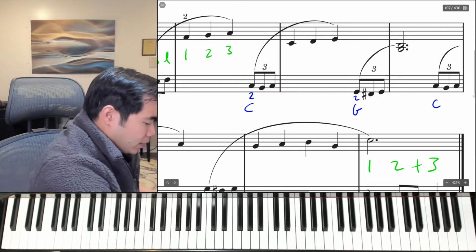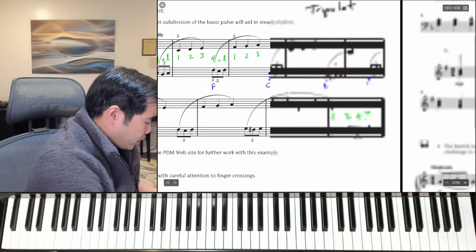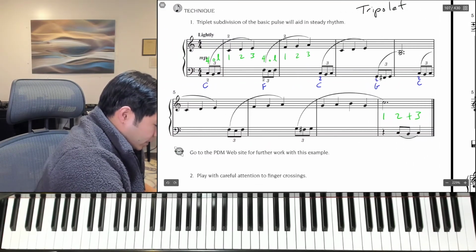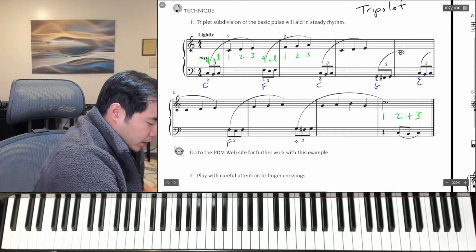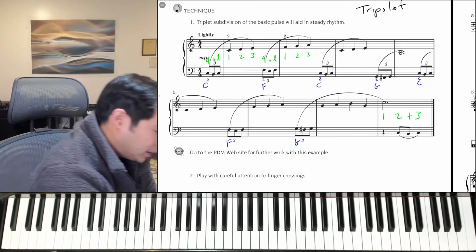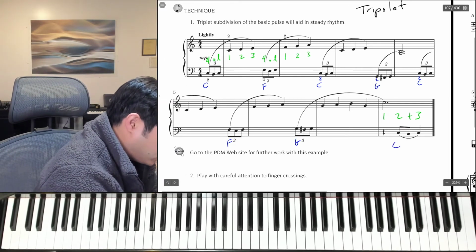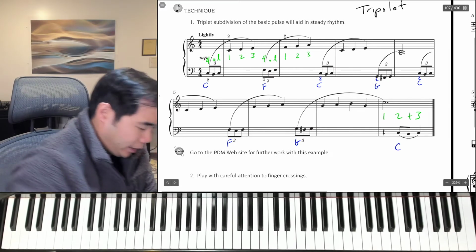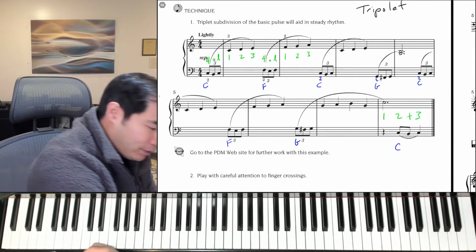Back to C, same thing. Back up to F, same pattern. And then up to G, same pattern. And then the ending goes back to the C, but this time they're not triplets, it's just eighths. So let's try the left hand by itself.